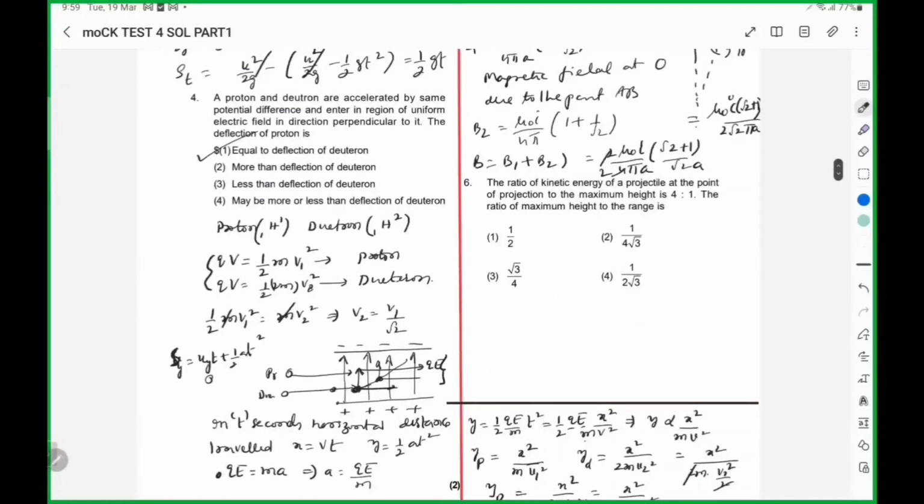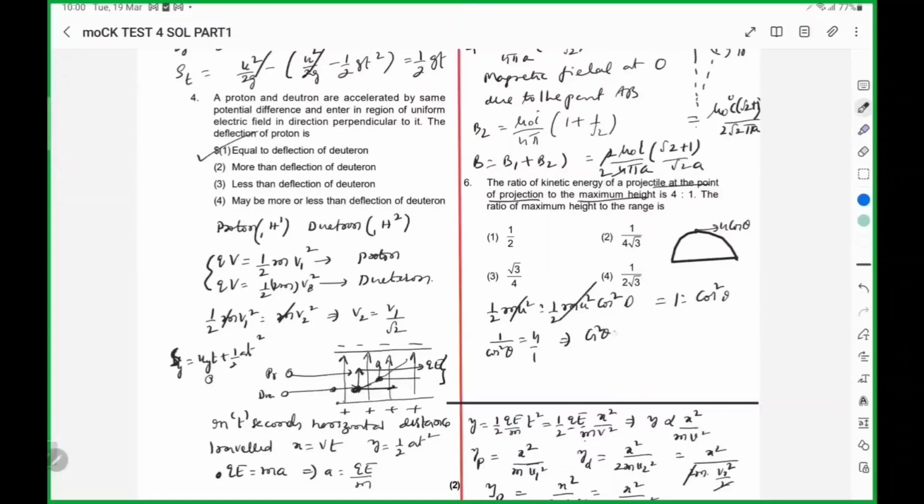The ratio of kinetic energy of a projectile at the point of projection to the maximum height. At the maximum height, it has only horizontal velocity. Kinetic energy will be this, 1 is to cos square theta. He has given this ratio as 4 is to 1. So theta is 60 degrees.